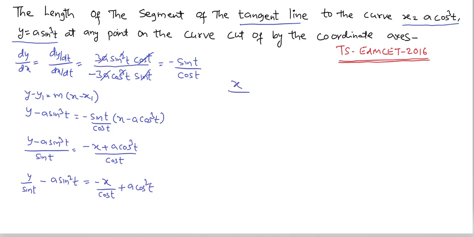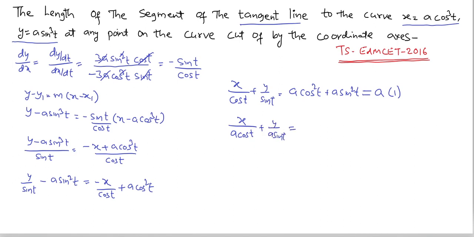So that is x/cos t + y/sin t = a cos²t + a sin²t. Here a is common, that is a(cos²t + sin²t), which is 1. From this, x/(a cos t) + y/(a sin t) = 1. This tangent line cuts the coordinate axes at 2 points, on the x-axis at A and the y-axis at B. The point A, put y = 0, is (a cos t, 0), and the point B, put x = 0, is (0, a sin t).